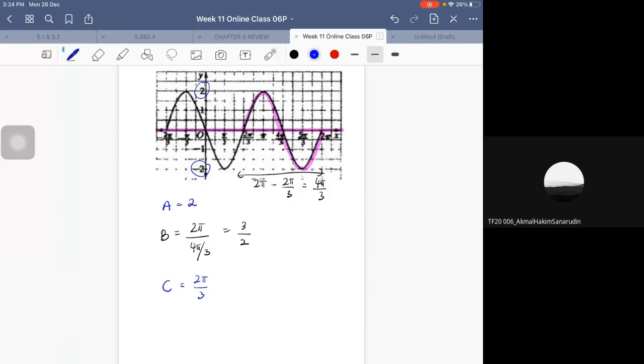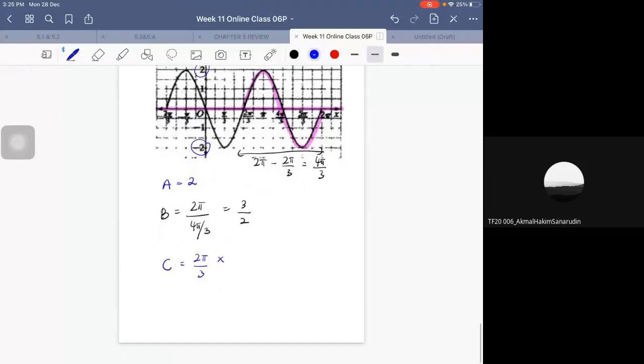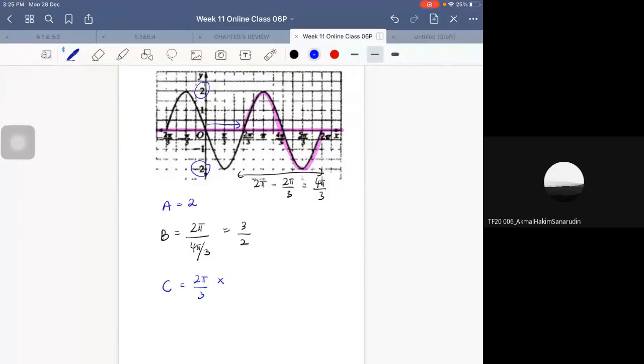Ada sesiapa yang dah dapat nilai C? Negative pi. Betul lah, you can see dia negatif. Okay, so sekarang graf ni, instead of start dekat kosong, dia start dekat mana? So dia start dekat 2π/3. So phase shift kita adalah 2π/3.